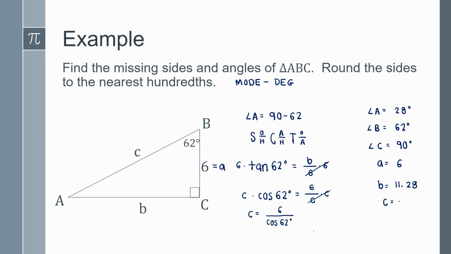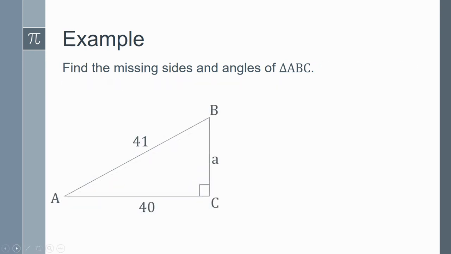Rounding to 2 decimal places, because that's what it means when we're talking about hundredths, I got 12.78. So everything checks out. Here are all of the pieces of that right triangle. We are done with the problem. Okay, let's try another one.